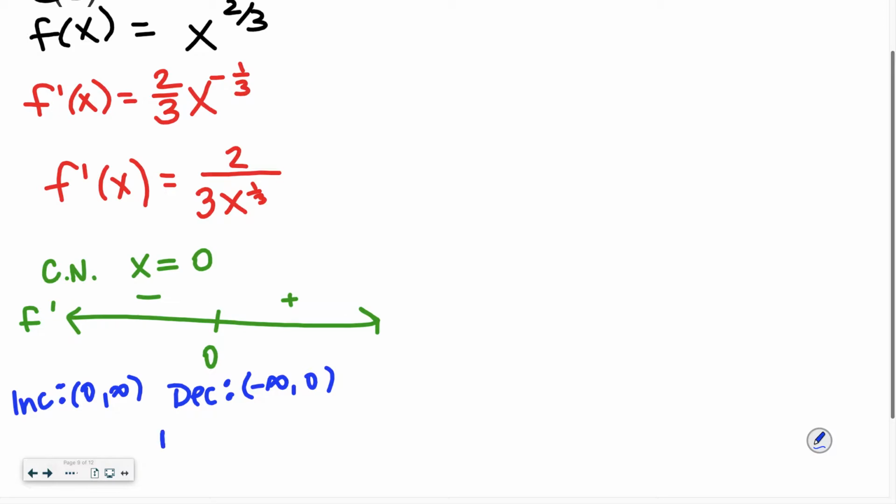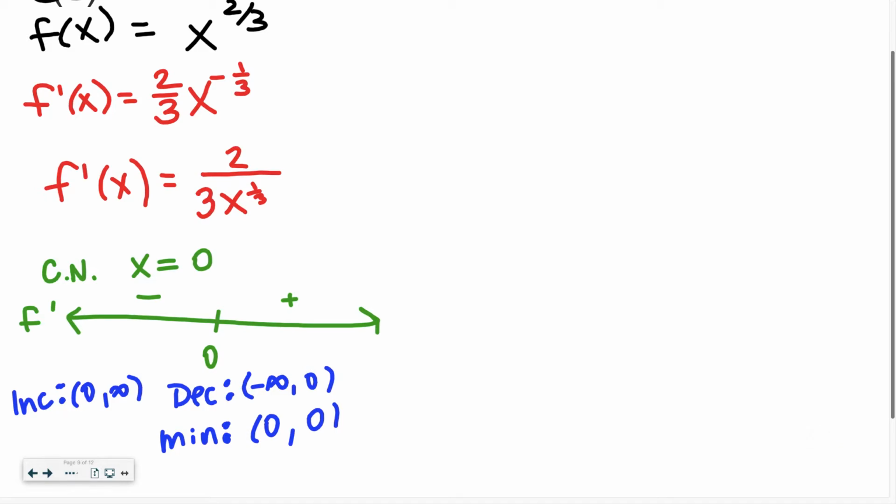And we would have a relative minimum at x equals 0. I'll let you know that the y coordinate is 0. So we're increasing from 0 to infinity. We're decreasing from negative infinity to 0. And we have a relative minimum at 0, 0. Okay. Now, let's be strategic about this.